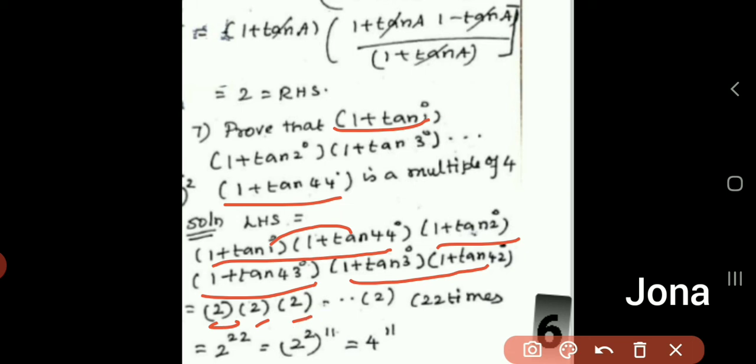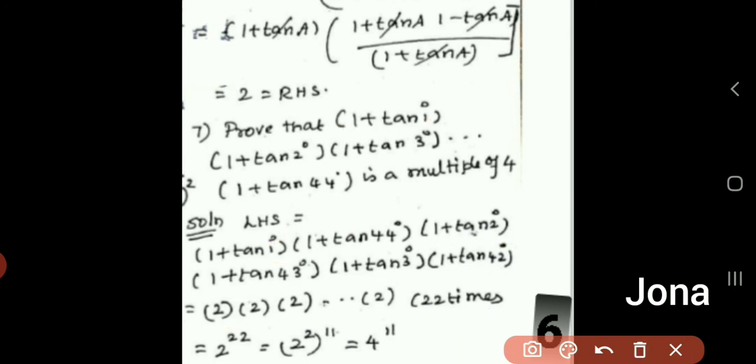How many times will I substitute there? Here till 44 is there. So half of that is 22 times. So I want to put this 2 as 22 times. So the answer will be 2 power 22. The 22 can be written as 2 into 11. So 2 square can be written as 4 and 4 power 11. So 4 power 11 is 4 into 4 etc. till 11 times. So we can easily say this is a multiple of 4 now. Okay.